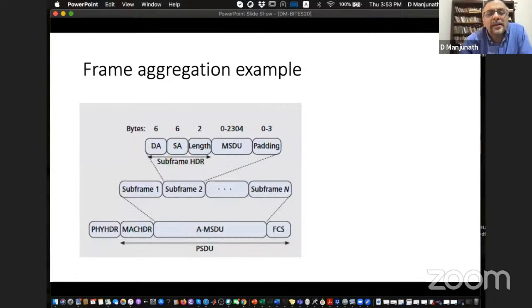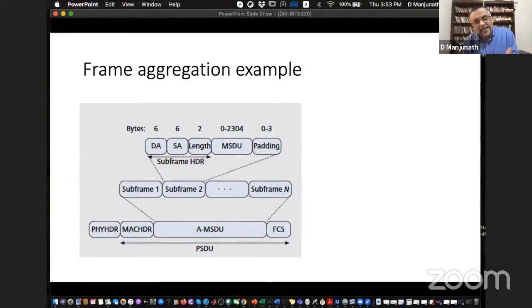Okay. The way in which this is done is essentially what is called frame aggregation. If you look at the bottom of this figure, the PHY header and the MAC header are what we had before. And inside the dark blue part, you have expanded it significantly, where instead of one data unit, you have put a large number of small subframes. Each subframe is like the old packet.